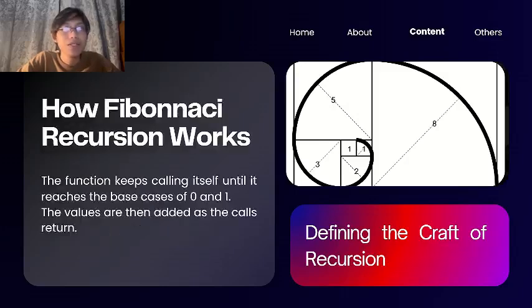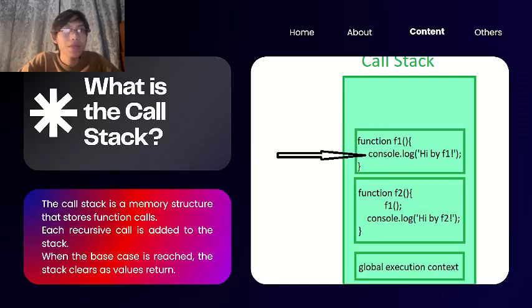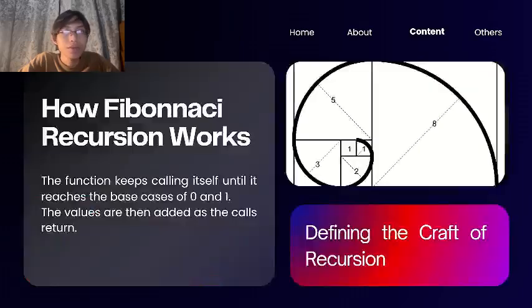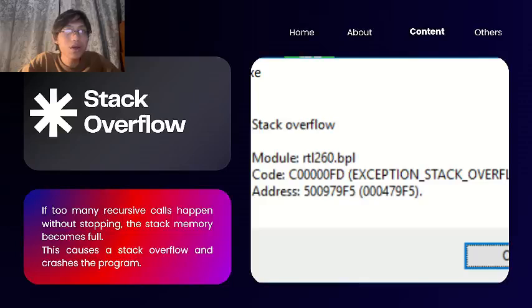Now, let's discuss how recursion really works inside a computer. Every time a function is called, it is stored in something called the call stack. Each recursive call is added to the stack. When the base case is reached, the stack starts to clear as each function finishes its execution and returns a value. This is why too much recursion can cause stack overflow, because the stack memory gets full.